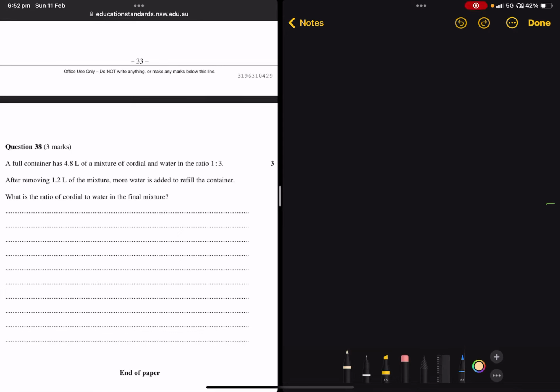Okay, so we're going to take a look at another question from the 2022 HSC Standard 2 Maths paper. So this is question 38. This is the final question in this paper.